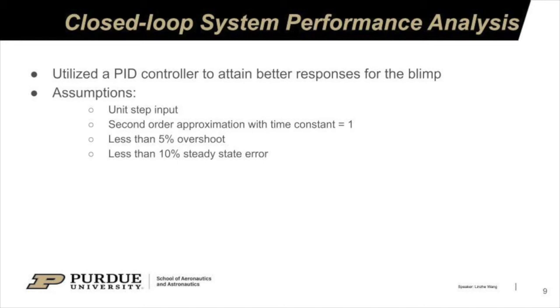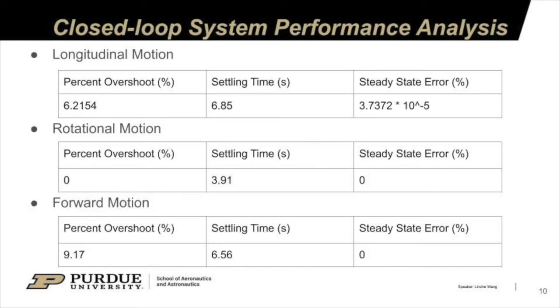Additionally, the system should have less than 5% overshoot and less than 10% steady-state error. Here is an overview of the system performances after the PID controller is designed. For the longitudinal motion, the system has a 6% overshoot and a settling time of 6.85 seconds. For the rotational motion, the system is able to achieve a 0% overshoot and a settling time of 4 seconds. Lastly, for the forward motion, the system has a 9% overshoot and a settling time of 6.56 seconds.